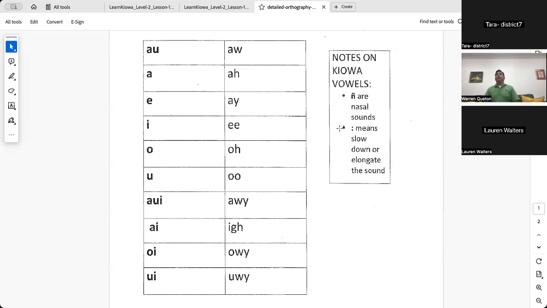And then the AI sound is this combination of the A and the I. The A sound makes the ah sound in the Kiowa vowel categories. So you have the ah and the E together. Together, it makes I. Just like the word for your eye. You see those two letters together, you say I.